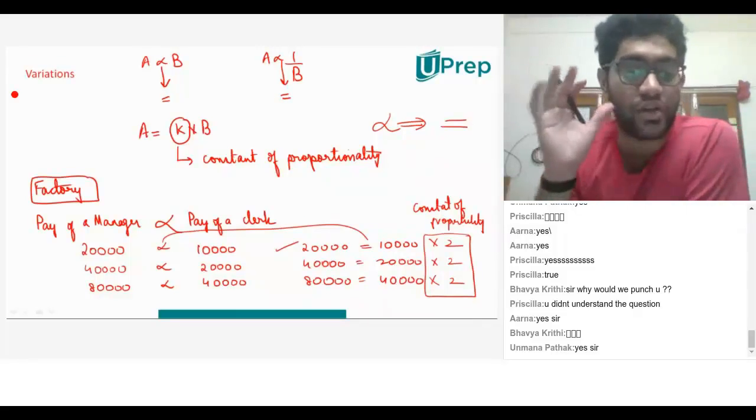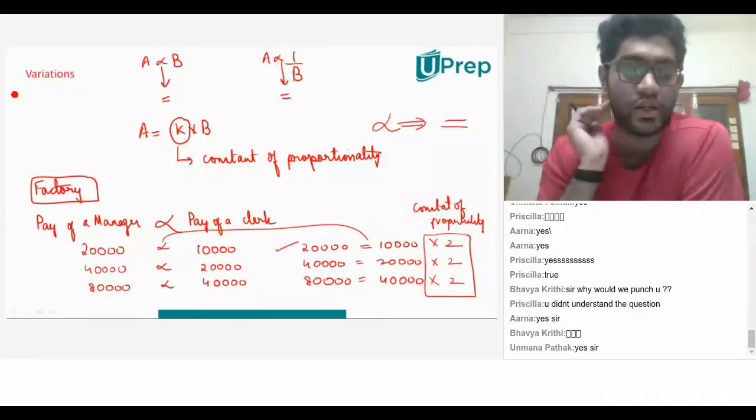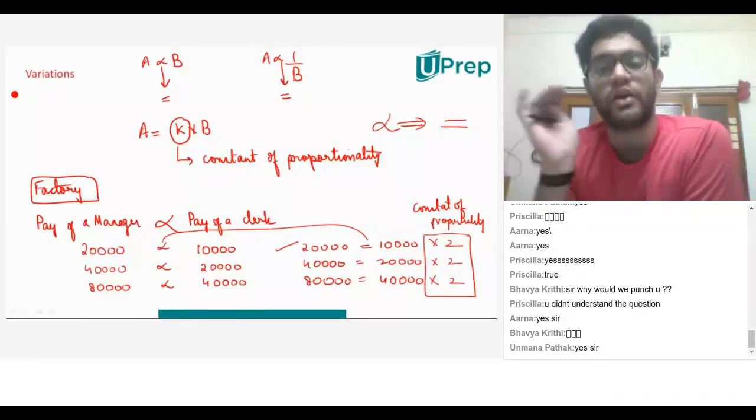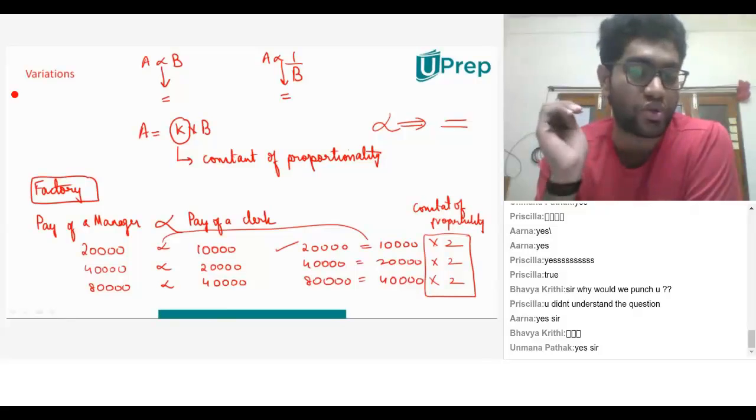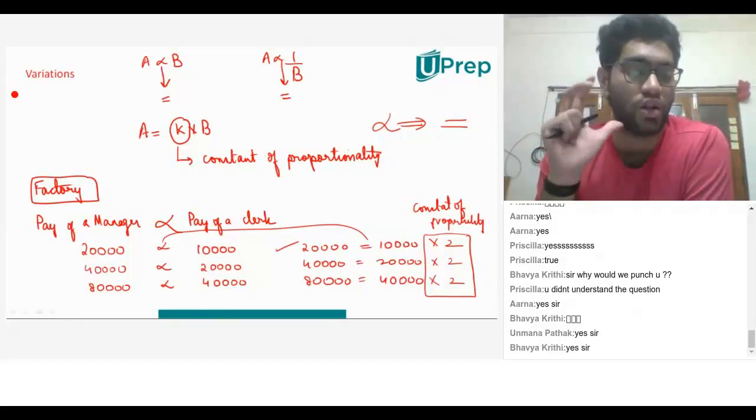Is this concept clear? Are you very clear with why proportionality can be, how we can introduce a constant and remove proportionality and why we do that? Is the logic clear?